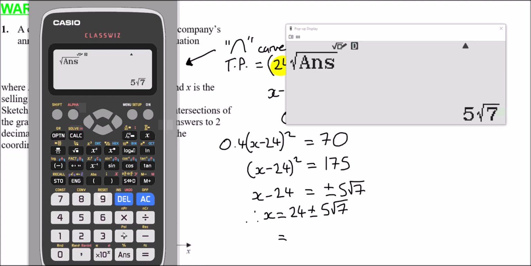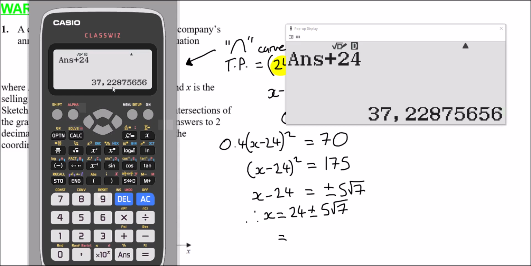So first of all, I'll add 24 to it. Press S arrow D. 37.23. So in terms of pounds, that would be £37.23.